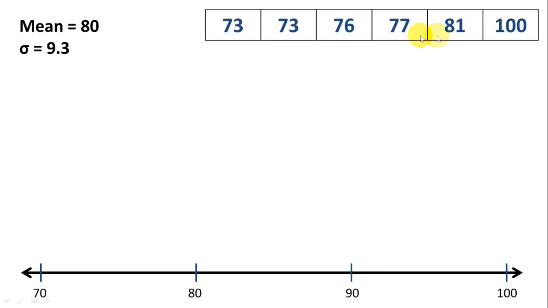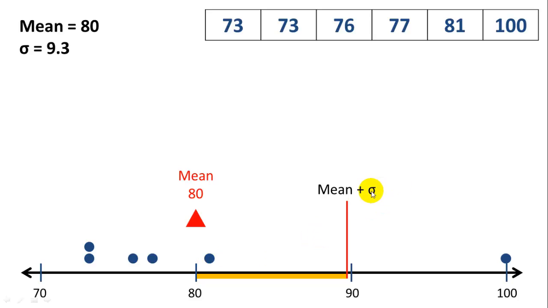Now this is not a normal distribution. This is not a bell-shaped curve, not by any means. So when we plot our data on a number line, these are our values, and our mean is 80. So we can see this is really not a normal distribution. It doesn't look anything at all like a bell-shaped curve. We have one guy way up here at 100, and most people are clustered in the high 70s.